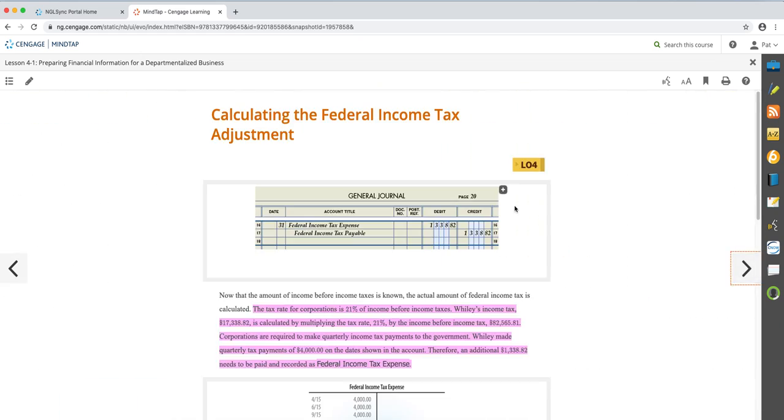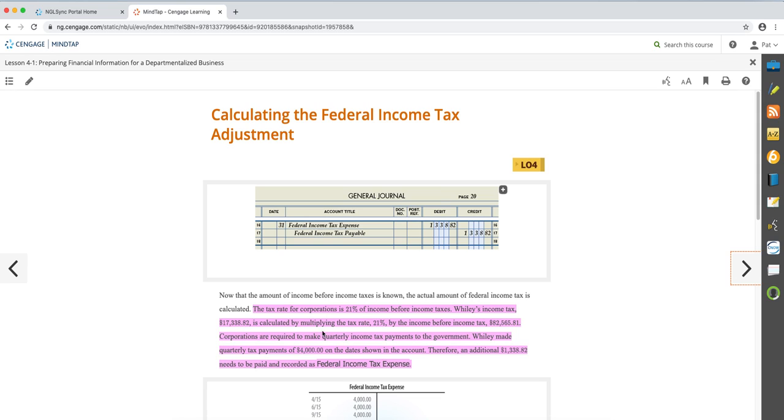And then what we have to do is we have to follow the directions. Here it says 21% income before income taxes. And so we take that number that we had, 82,000 number, multiply it by 21, we get a number. All right, so we have 17,338.82 is what our federal income tax is supposed to be.